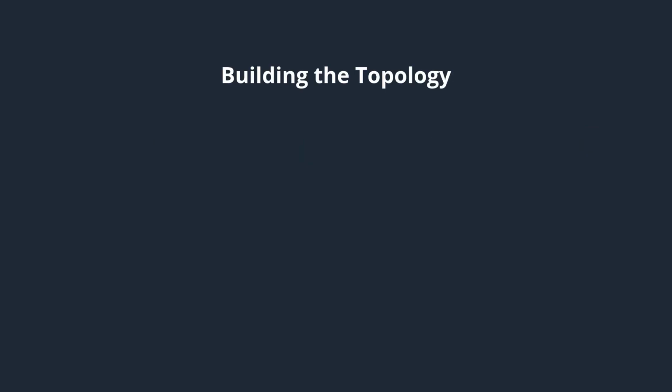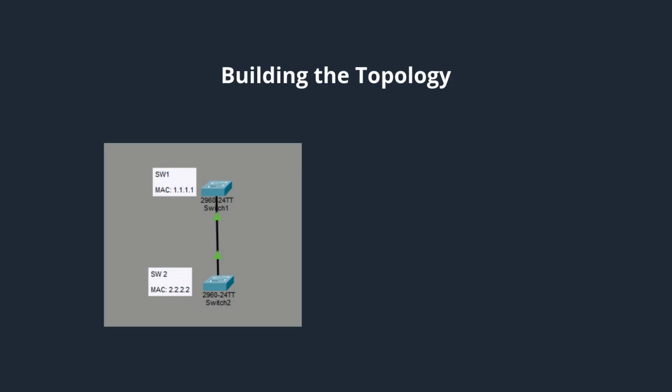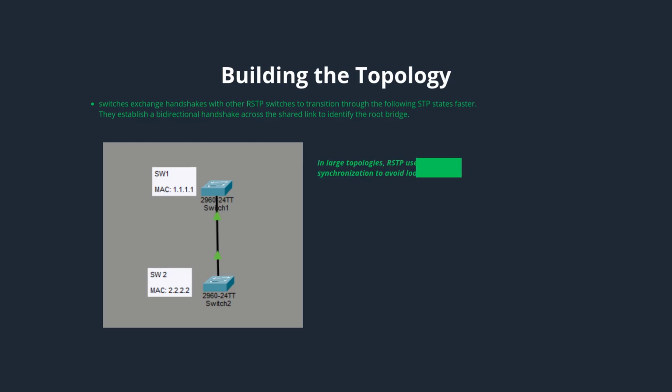Now let's see how RSTP actually builds the topology. I'll walk you through a real-world scenario with 2 switches connecting. The setup. Switches exchange handshakes with other RSTP switches to transition through the STP states faster. They establish a bidirectional handshake across the shared link to identify the root bridge.